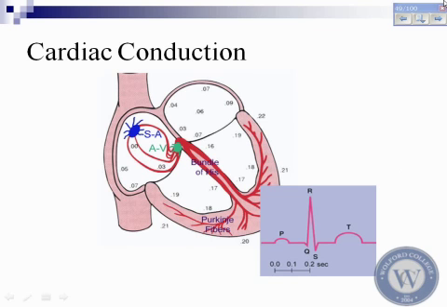The cardiac conduction initiates in the SA node, traveling down to the AV node, eventually going to the His-Purkinje system and the bundle of His, and eventually reaching the ventricular muscles, which generates a QRS signal.